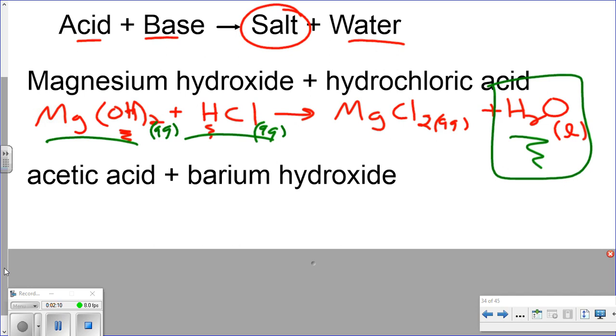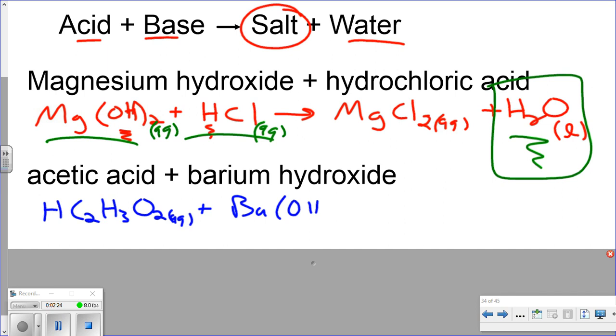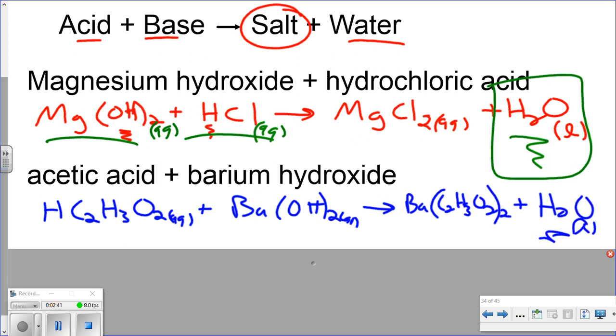Okay? So let's try a different one. Acetic acid, we'll write it inorganically: HC2H3O2, that's aqueous, plus barium hydroxide, also aqueous. And of course, we'll get a salt, and the salt this time is barium acetate, Ba(C2H3O2)2. I'm kind of squeezing it in here, I apologize. Plus water. There is your compound that is produced.